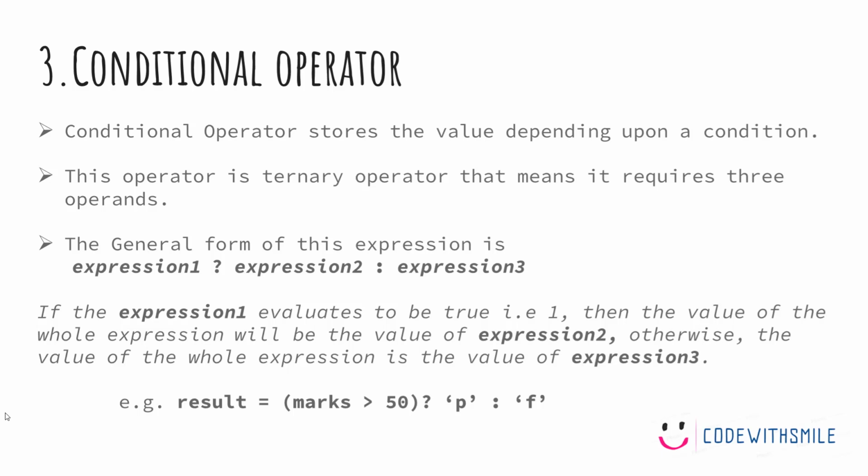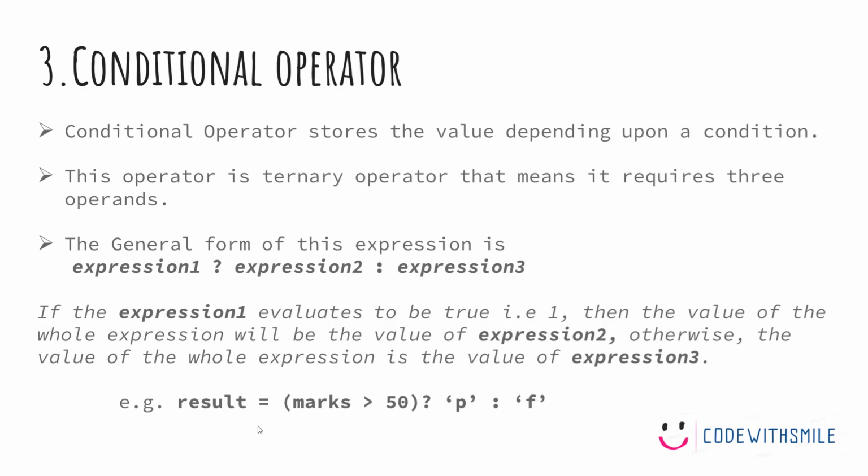Guys, I want to tell you one thing, that operators are divided into 3 depending on the number of operands. These are unary operator, binary operator, and ternary operator. The logical NOT operator is an example of a unary operator, as it requires only one operand. All the arithmetic and relational operators are examples of binary operators, and the conditional operator is an example of a ternary operator. The general form of this expression is expression 1 ? expression 2 : expression 3. If expression 1 returns true or 1, expression 2 will be executed, otherwise expression 3 will be executed.